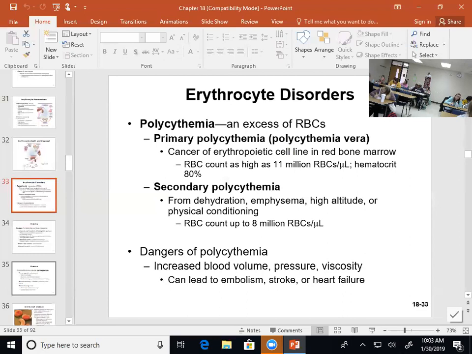Y'all have heard of DVTs. What's DVT stand for? Say it loud, Janet. It stands for deep vein thrombosis. You've heard of DVTs, people who have DVTs. They have deep vein thrombosis. They often have them in their legs. And a lot of times it's because people are not moving around enough.